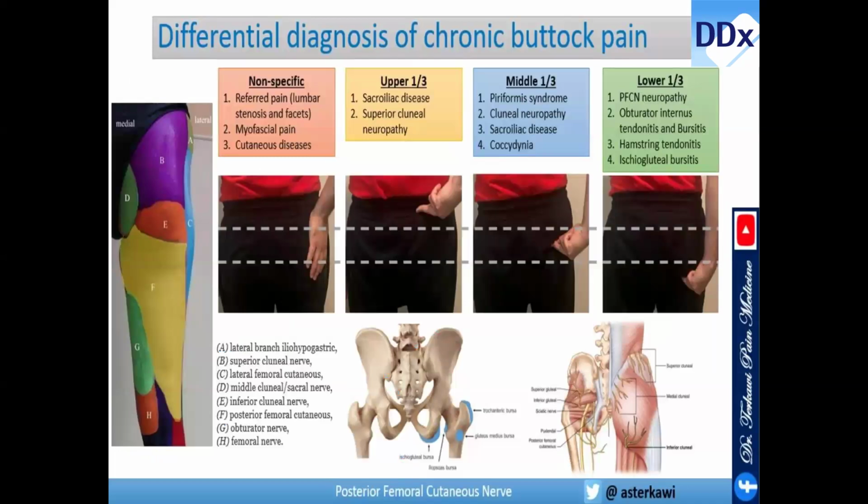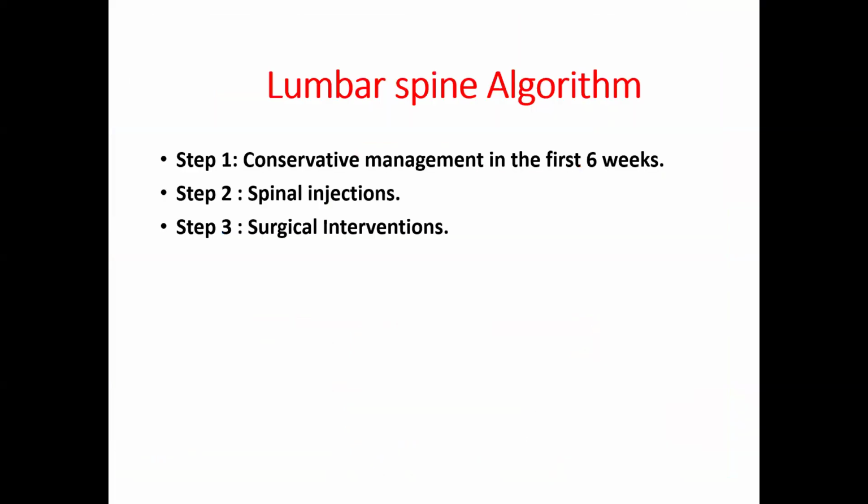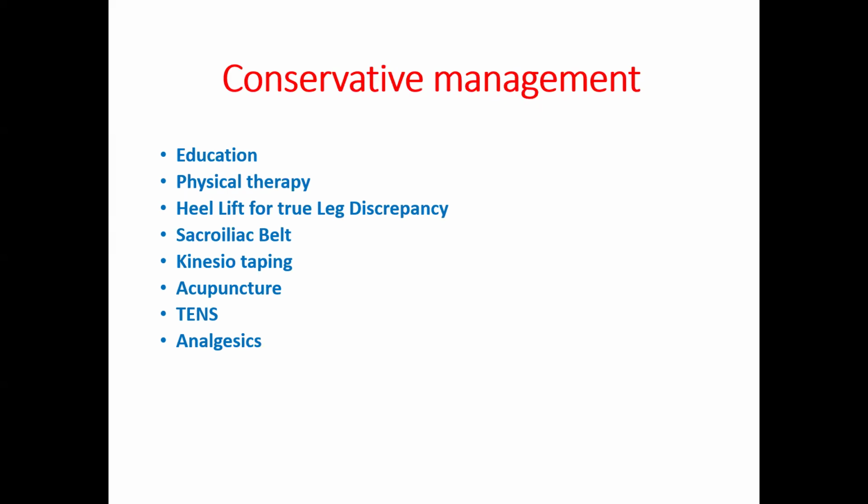Okay, and this is a kind of a wrap up to all the diagnosis and differential diagnosis of sacroiliac pain. Okay, how we deal with it? We have an algorithm for the lumbar spine. I'm going to talk about it more extensively next week. But basically, it's a 3-step algorithm. First step, conservative. Second step, spinal injections. Okay. And third step is surgical interventions.